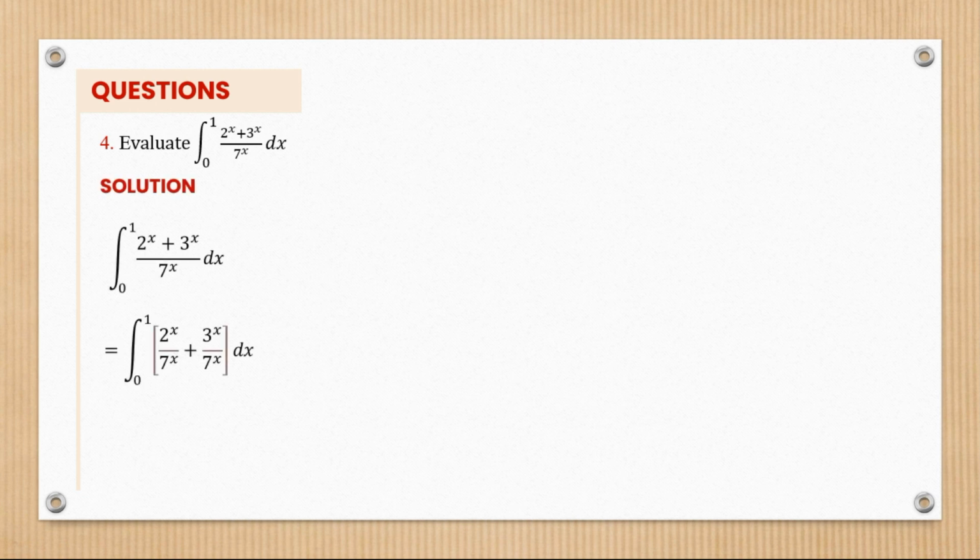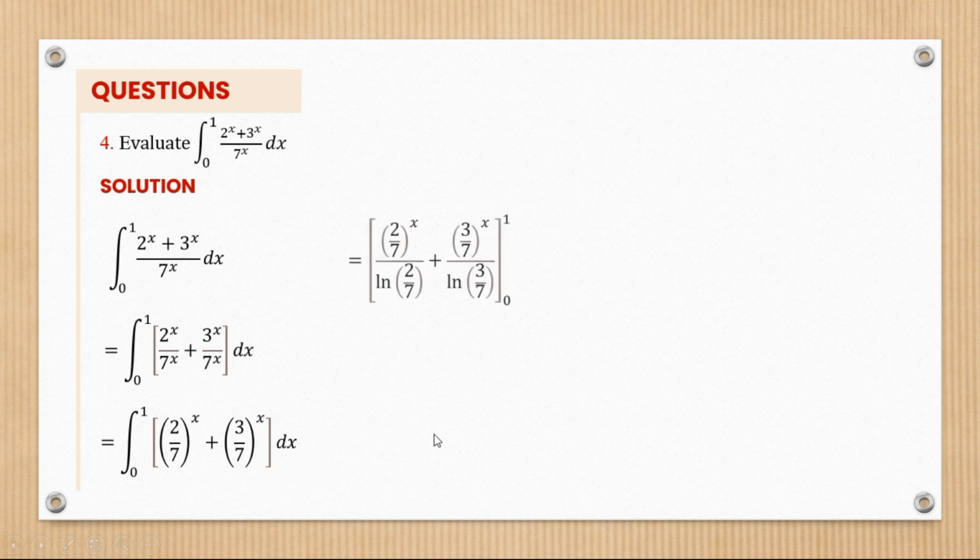So first of all, we're going to split all this. We're going to split the denominator between the two different numerators, and that doesn't change anything. That's going to help us work on it even better. Next, you can put these numbers in brackets, and then we can factorize out the power x. So now 2 over 7 are both to the power x, and 3 over 7, 3 and 7 are both to the power x.